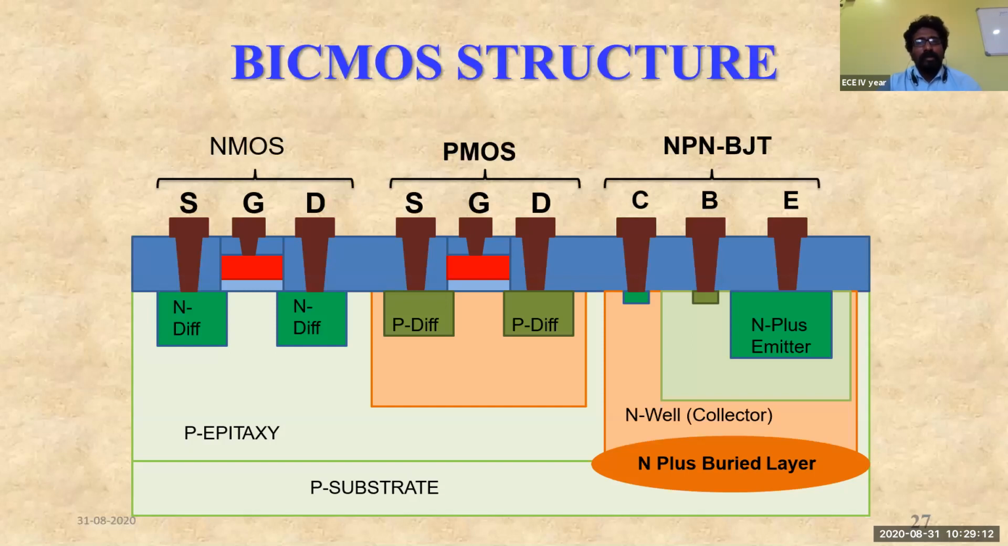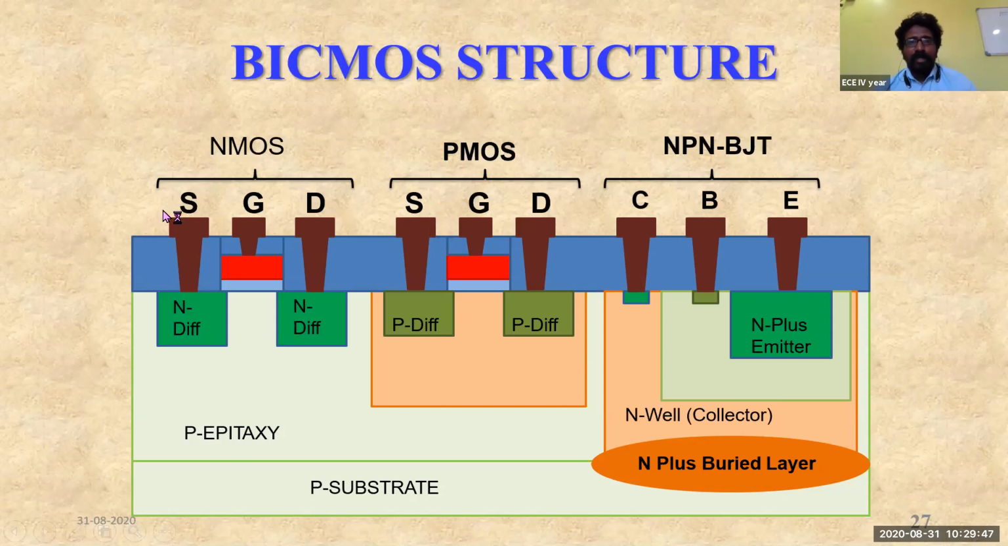This is how the Bi-CMOS structure looks whenever we try to design or fabricate any kind of Bi-CMOS device, where you will have NMOS, PMOS, and an NPN BJT. It means that you are supposed to create 3 different wells here. One well, another well, and a third well. So the Bi-CMOS structure will be of a triple well process, where you'll be fabricating a transistor by using the triple well process.